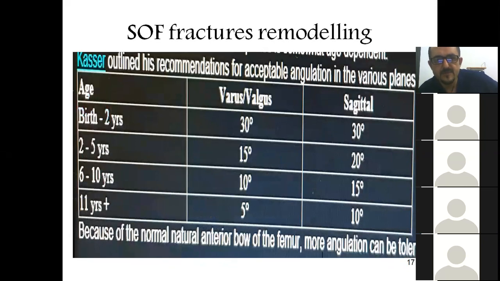This is a shaft of femur fracture. From birth to 2 years, any varus or valgus of 30 degrees is accepted. 2 to 5 years, 15 degrees of angulation accepted. 6 to 10 years, 10 degrees of angulation accepted. More than 11 years, 5 degrees of angulation accepted. So divide into up to 5, 5 to 10, and more than 10. So 15, 10, and 5.